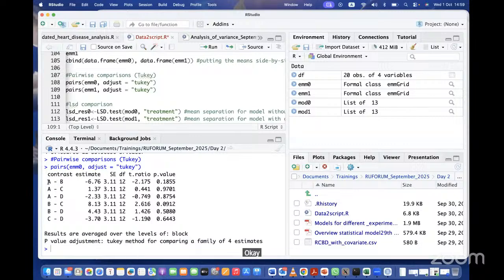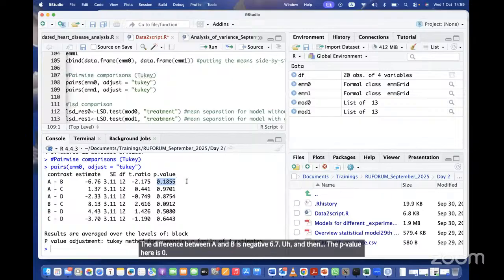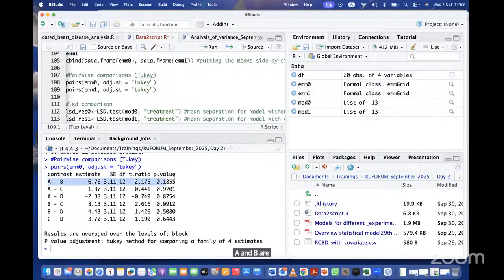Okay, so you can see that if you compare A and B, the difference between A and B is negative 6.7. And then the p-value here is 0.185. So that means A and B are not significantly different from each other at 5% significance level.